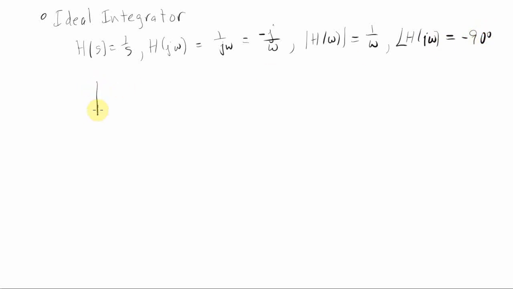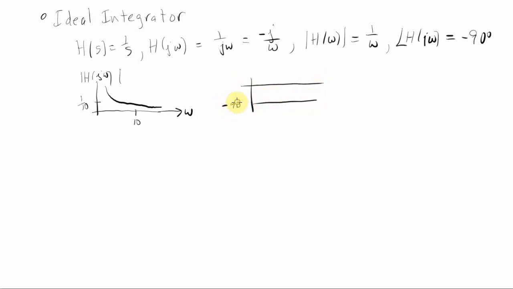A plot of these two functions would look like this. The magnitude goes to infinity at omega equals 0, but then decreases for increasing omega. So at a frequency of 10 radians per second, the magnitude response is 1/10, and the phase angle is minus 90 for all frequencies omega.